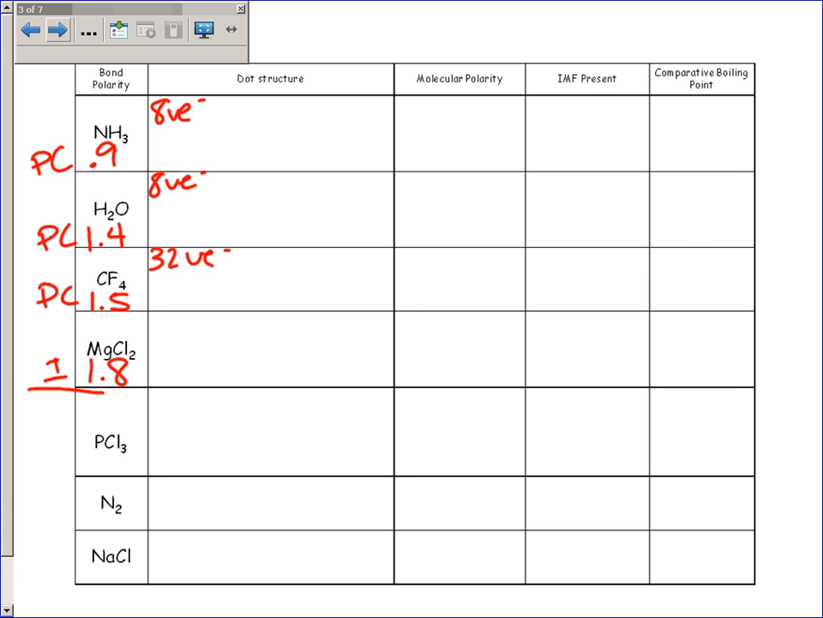Because this is ionic, it's got the different dot structure. It's going to be Mg and Cl yields Mg plus 2 and Cl minus 1. So let's go through and do the dot structures for my 3 covalent compounds.